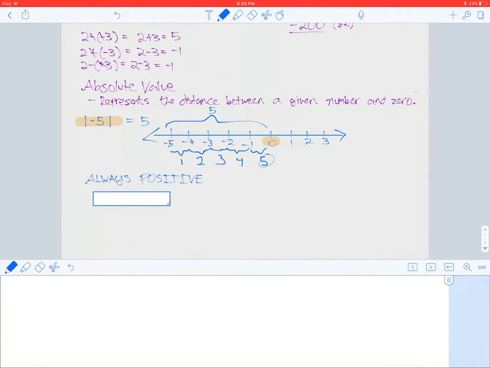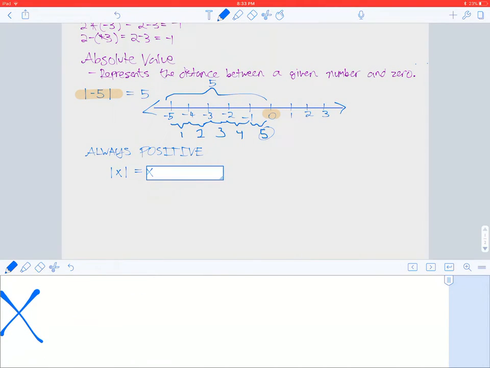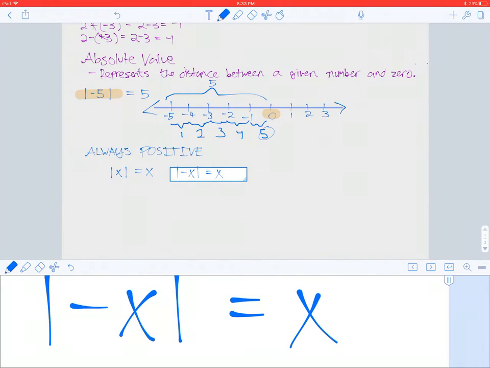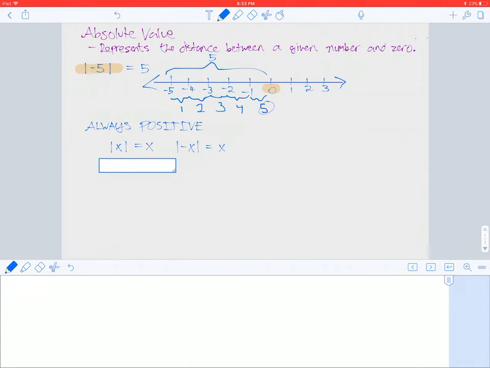And if we're going to express this more algebraically, the absolute value of x is always going to equal x itself, and the absolute value of -x is going to equal x itself. So it's always going to equal the positive variant of the variable. Let's apply this real quick. See if you can do this on your own. Pause the video. What would be the absolute value of 4? And what would be the absolute value of 2?